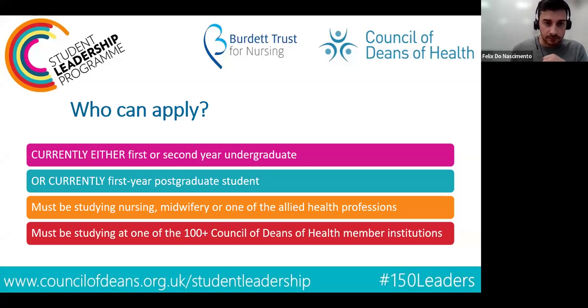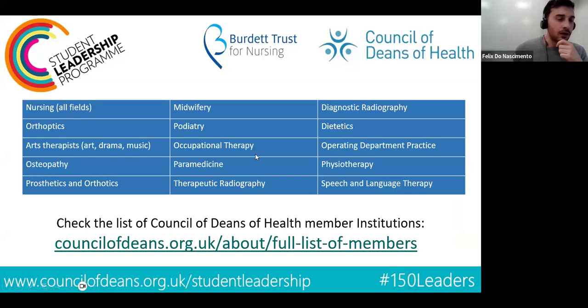Just for info, here is a list of the allied health professions eligible to join the program, in case anyone was wondering. And there are also the nursing fields and midwifery. At the bottom, there is a link where you can find the full list of Council of Deans members, in case you need to check whether your university is a member of the council. So feel free to have a look. We'll send the slides if you want, where you'll be able to find the links and everything.